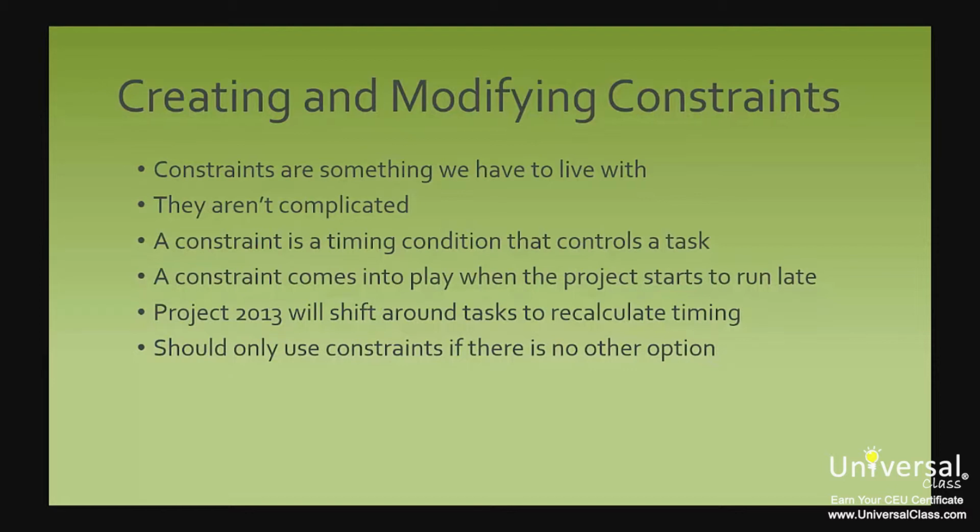A constraint comes into play when the project starts to run late. An example is when you set a constraint that a task must finish by a certain date. Microsoft Project will shift around almost any other task in the schedule to recalculate timing before it will suggest that a particular task might finish on another date. In other words, putting a constraint on a task means that everything else scheduled for your project might be shifted so the project can meet the constraint that you set. Because of this, you should only use constraints if there's no other option and you absolutely need to.